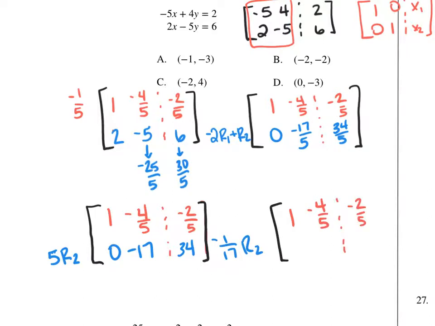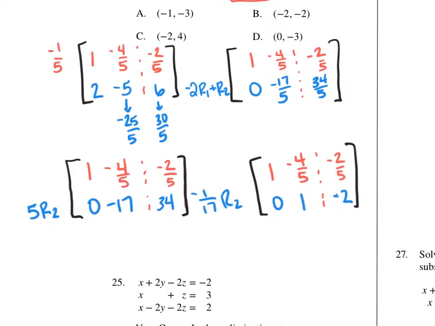Don't touch that row. Bottom row, I get this though. Negative 1/17 times 0 is 0. Negative 1/17 times the negative 17 is positive 1. Negative 1/17 times 34 is a negative 2. So here, if I were just trying to solve this and I can see from the multiple choice, I can see that my x2 has to be negative 2. I could go back and back substitute if I want to, but I'm going to finish this off.